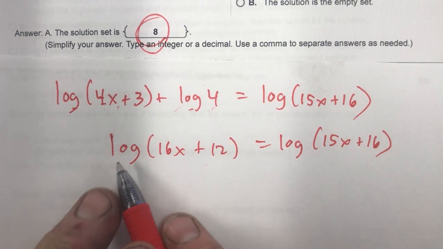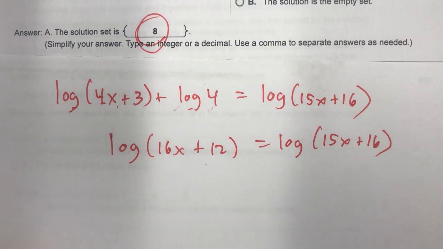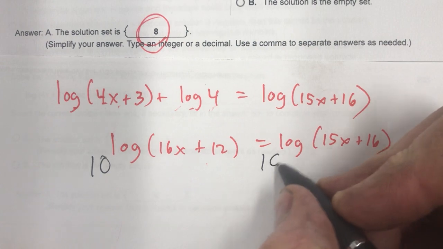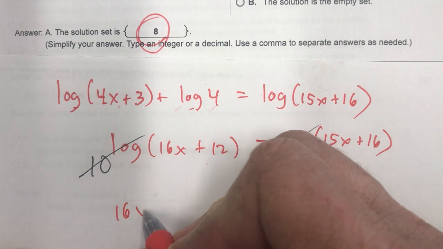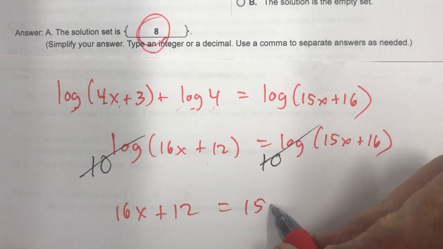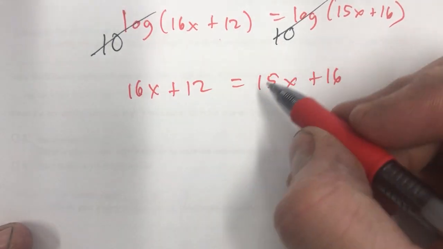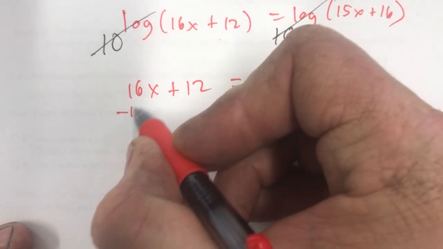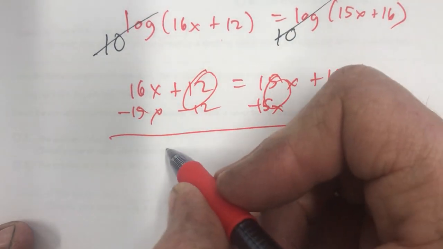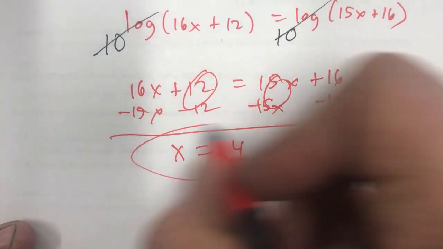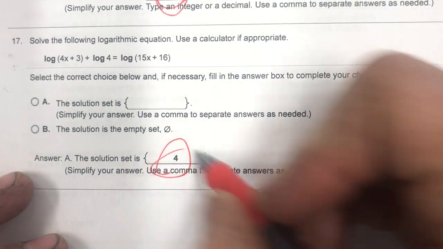Now, one thing I know is I got log on both sides, which, log with no base, means it's log base 10. So I can just go here, 10 to this power equals 10 to that power, and they'll cancel on both sides. So I have 16x plus 12 equals 15x plus 16, and this is just Algebra 1 again now. So I'm going to minus 15x on both sides, which makes this go away, and we'll minus 12 on both sides, which makes that go away. I got x equals 4. And there you go, we got it.